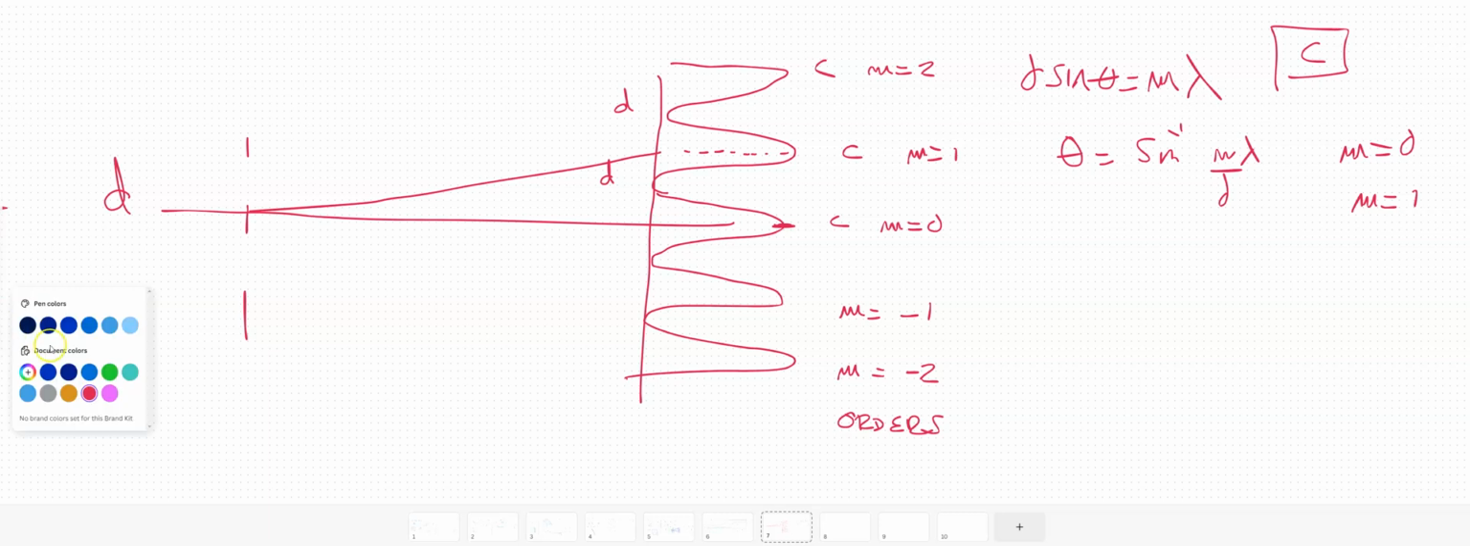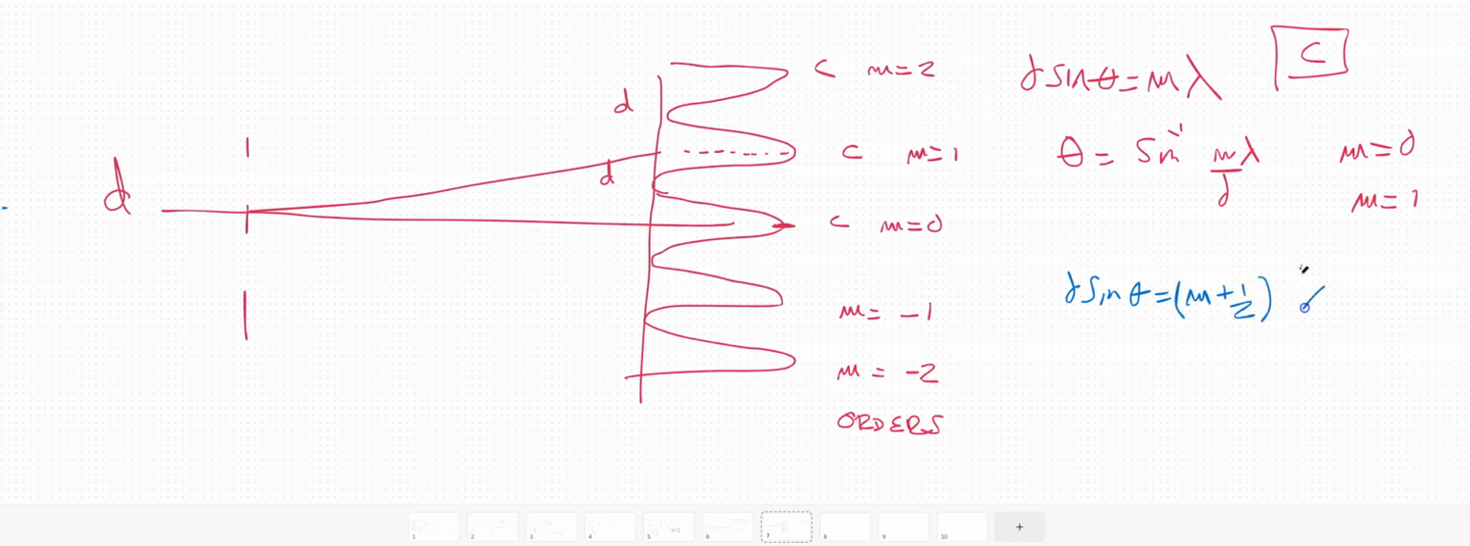Of course, if you do the same with the other equation, when you put m equals 0, you get this value here. This is your 0th order dark fringe. 1st order dark fringe. This is also 0, or minus 0 if you want. Minus 1, and so on. So that's what this equation does. It gives you the angles at which you have constructive and destructive interference.